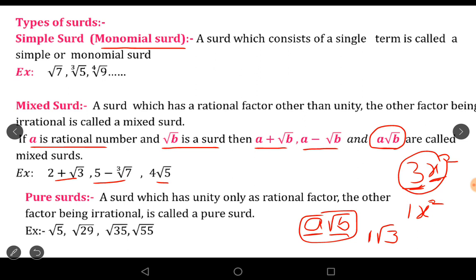So a pure surd means a surd whose rationalizing factor is only 1. Those surds are called pure surds. For example, root 5, root 29, root 35, root 55. These are pure surds. Surds with a rationalizing factor other than one are called mixed surds. For example, 3 root 5 is a mixed surd because 3 is the rationalizing factor.